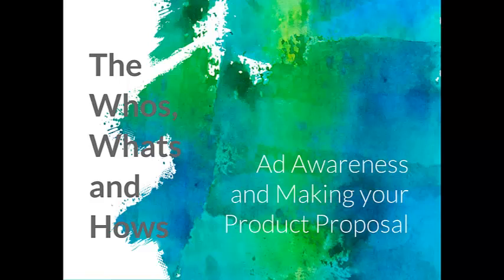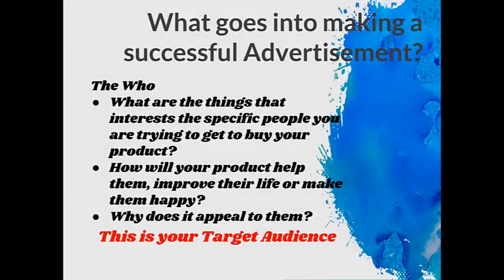So let's discuss the who's, the what's, and the how's of making your actual advertisement proposal. What goes into making a successful advertisement? You need to figure out who your target audience is. Think about it for a moment. Obviously, you don't want to make it too general, like it's marketed to everyone. You're looking for people with specific interests. Not too specific, but somewhere in the middle. So you're looking at maybe an age range or an occupation or something of that nature.